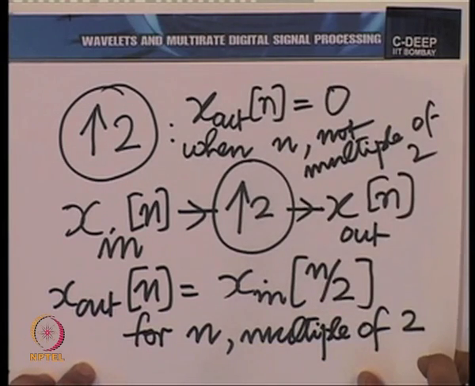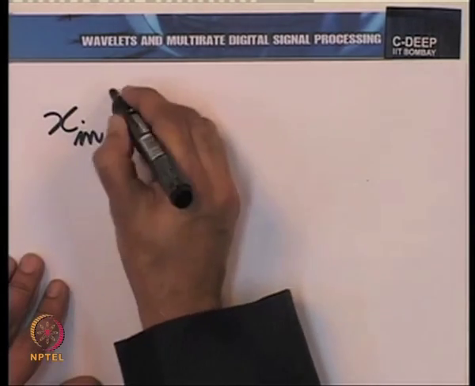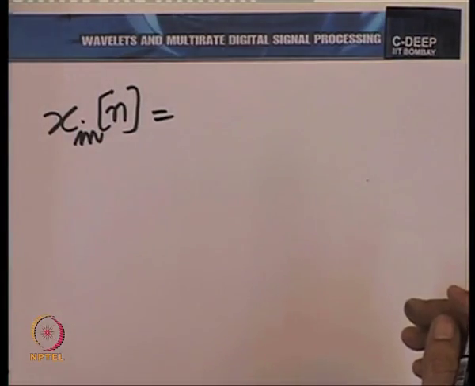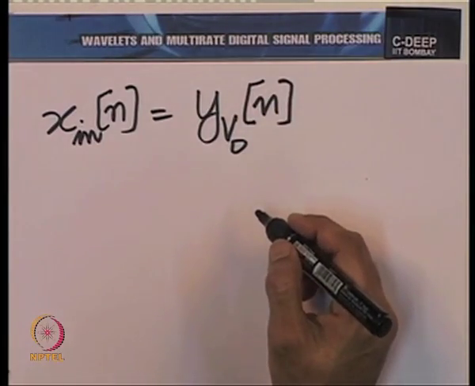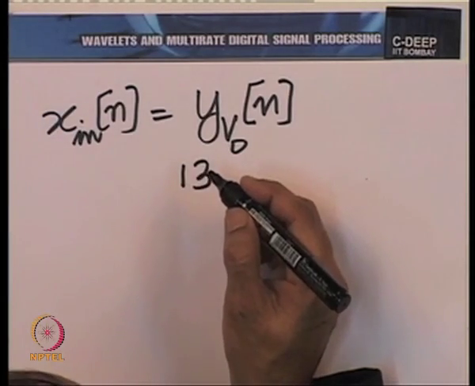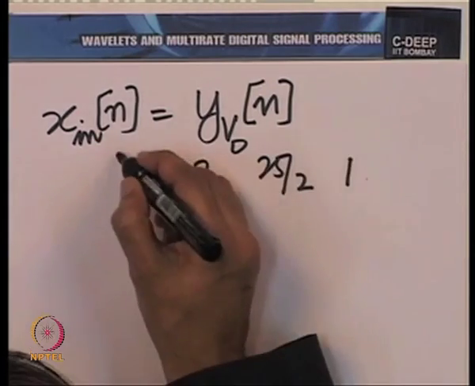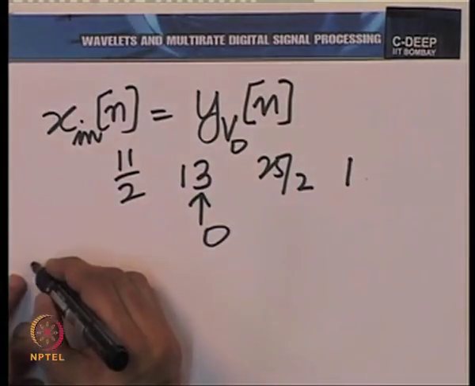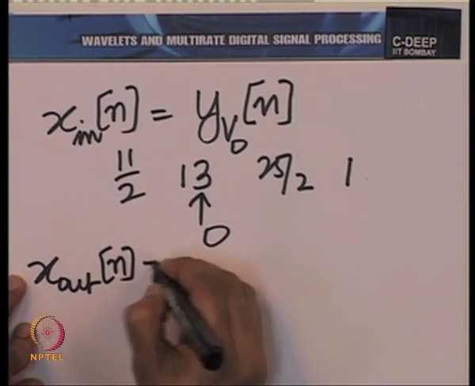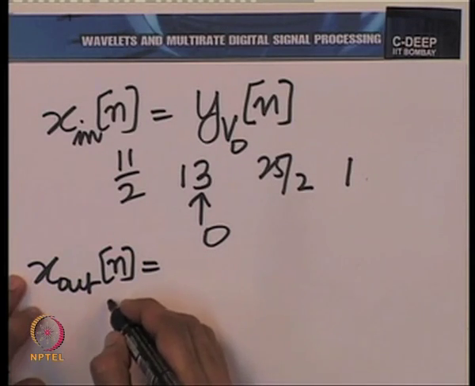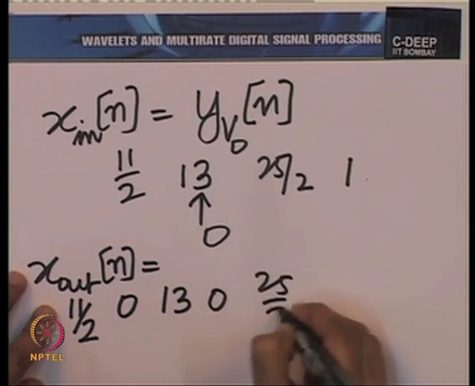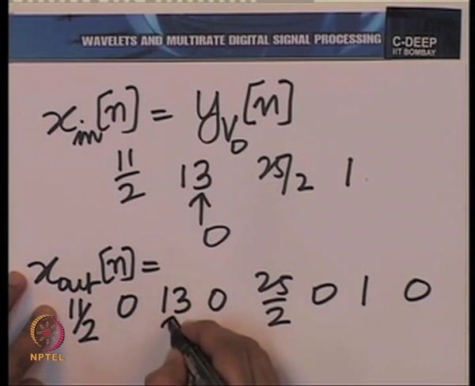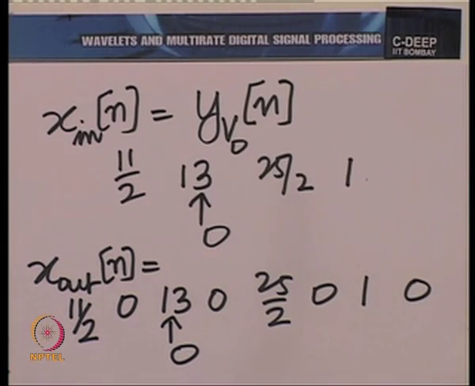So, let us illustrate this operator. For example, suppose x in of n happens to be the following sequence. Let us take the very sequence that we have for yv0. So, I have yv0[n]. So, you have 13, 25 by 2, 1 and 11 by 2 marked with 0. What will x out n look like after upsampling by a factor of 2? Firstly, it will have 8 locations. So, it will be 11 by 2, then 0, 13 and then 0, 25 by 2 and 0 and 1 and 0. And 13 would of course come back to 0. So, this is how the up 2 sequence looks for the sequence yv0.